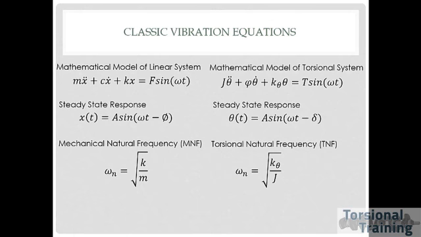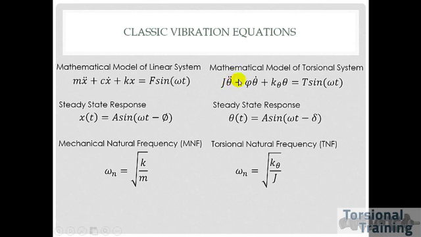Now, just as an exposition of what the differences are, if you look at the mathematical model of a linear system, the classic vibrations equation is m x double dot plus c x dot plus kx equal to the applied sinusoidal force. Here x double dot is your acceleration, x dot is your velocity, and x is your displacement, c is your damping coefficient, and k is your spring constant or your stiffness. Similarly, on the torsional side, you have your polar inertia, which is equivalent to your mass. Instead of your coordinate being x, you now have your coordinate in terms of angles.